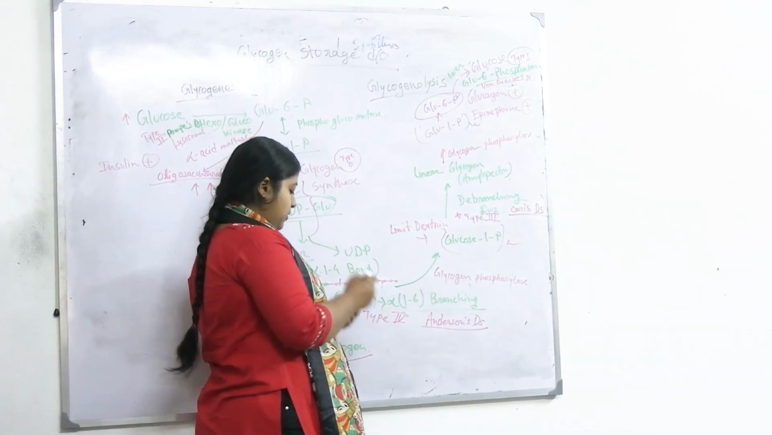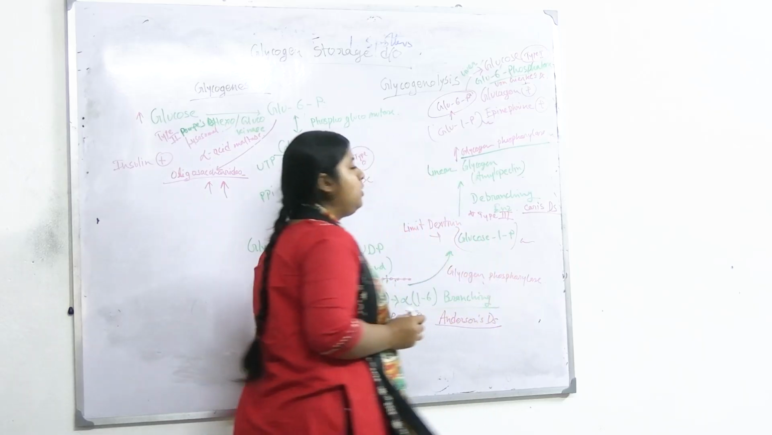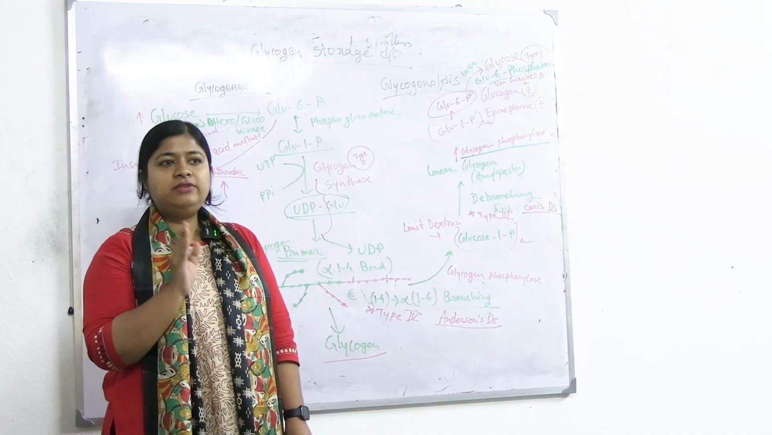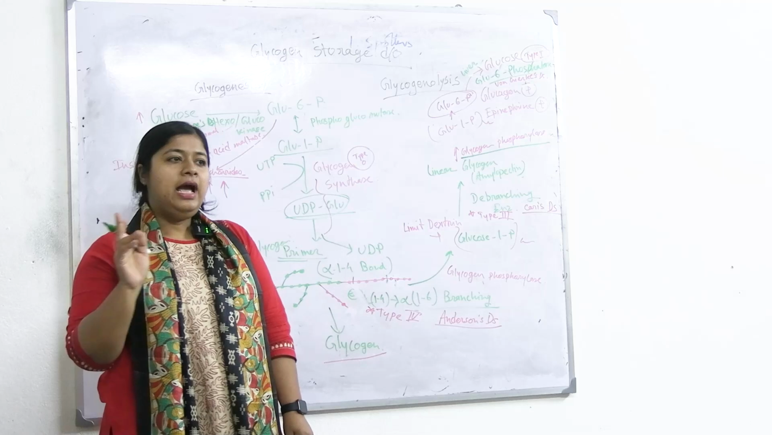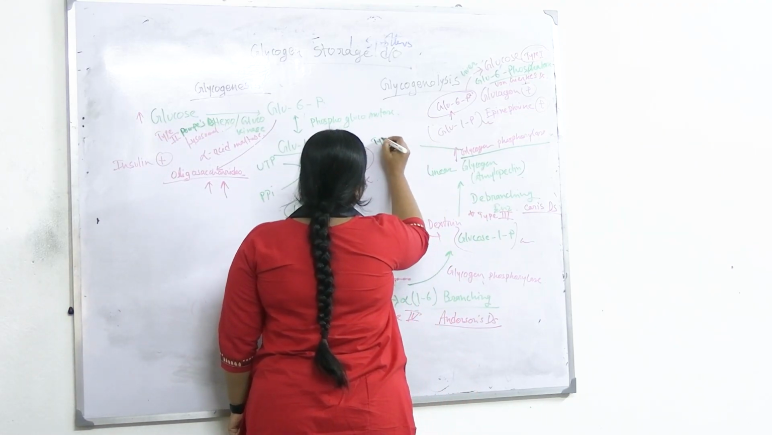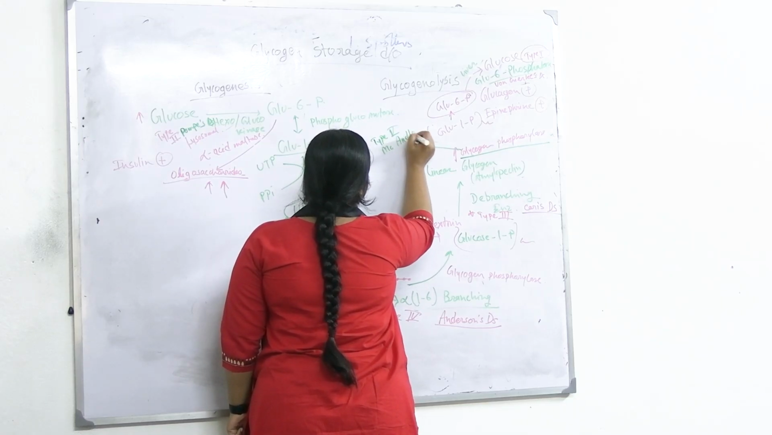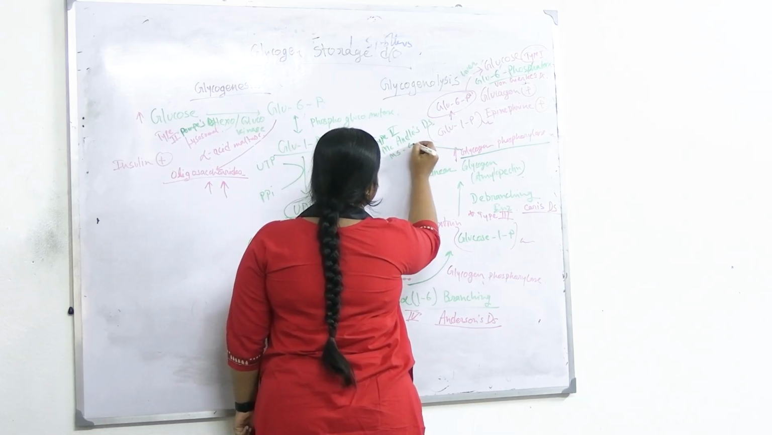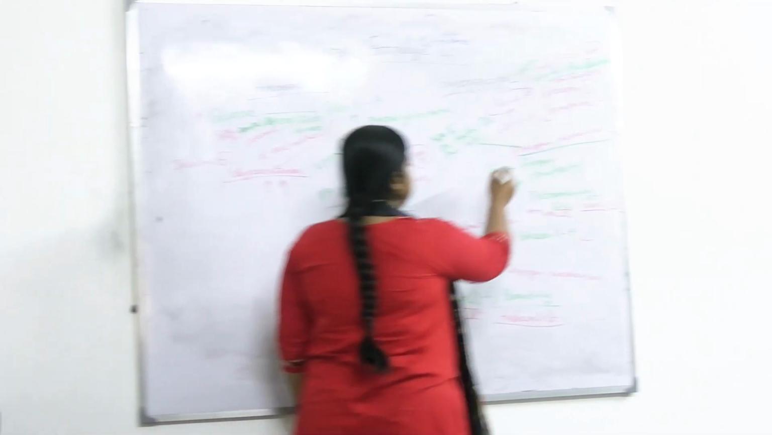Next comes type 5 and it is for the enzyme deficiency of glycogen phosphorylase. Type 5 and type 6 both are because of deficiency of glycogen phosphorylase, one in muscle, one in liver. And how to remember? I will tell how to remember. Type 5 is McArdle's disease, and it is because of muscle glycogen phosphorylase. McArdle's for muscle.